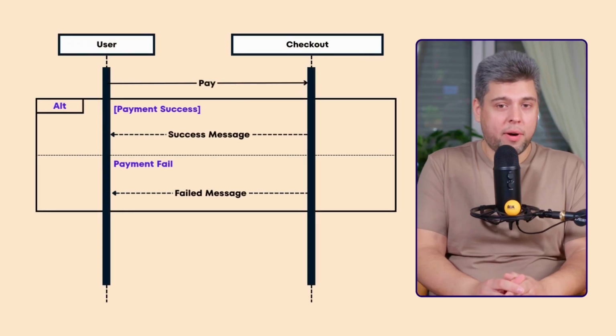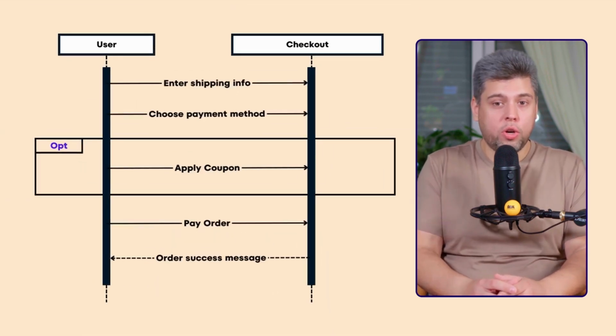Sometimes interactions include conditions or loops that require special handling in sequence diagrams. UML provides combined fragments for those scenarios. Those fragments allow you to model complex interactions like alternative paths, optional behavior, loops, and parallel actions. The alt fragment represents alternative paths based on conditions. For example, if payment succeeds, one path is taken. If payment fails, another path is followed.